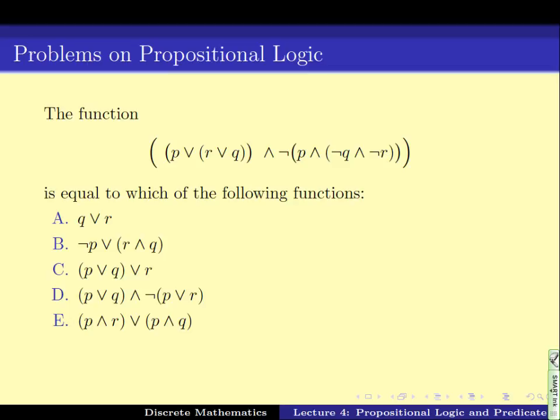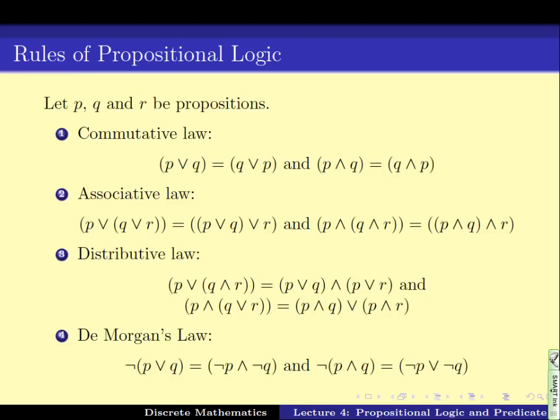Now, here is a problem. This problem is saying that let's take P or R or Q, and not of P and not of Q and not of R. This particular expression is equivalent to which of the following? Let's try to solve this problem. We will use the rules of propositional logic that have been listed out here.